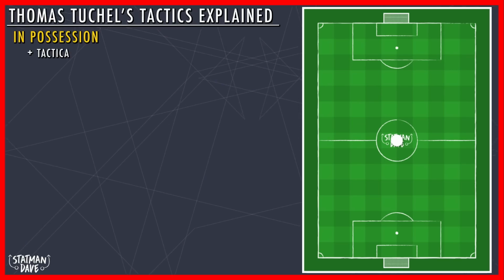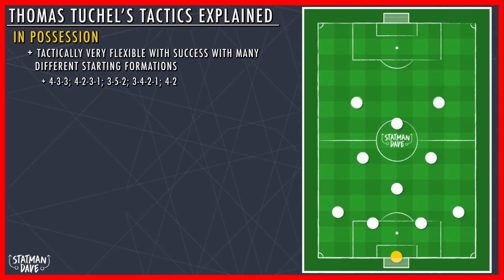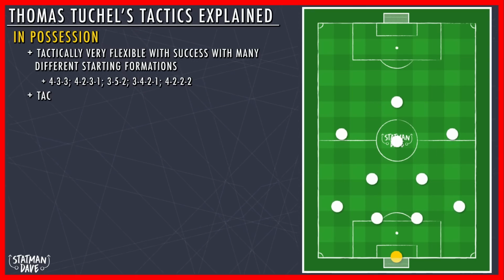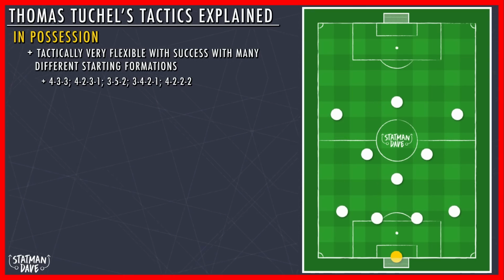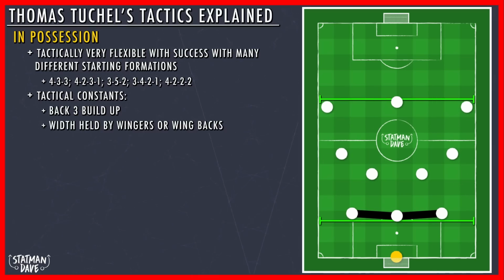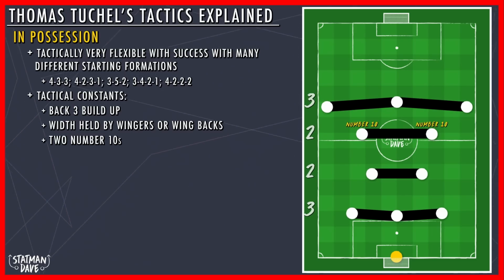Thomas Tuchel is tactically very flexible and has used a wide range of formations throughout his career, from back threes to back fours. Tuchel has found use for most modern setups, but regardless of the formation, there are general tactical concepts that are throughout his teams. They often create a back three in possession. Width is held by either wing backs or wingers depending on personnel, and most importantly, the German uses two number 10s, usually creating a sort of 3-2-2-3 attacking structure.